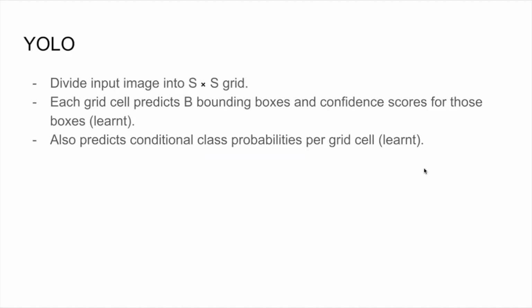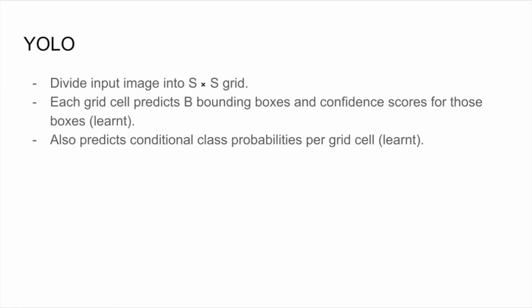So the algorithm goes like this. It divides the image into S cross S grids. First the image will be divided into a grid-based system, and S is a hyperparameter. You can set it to anything. And each grid cell predicts B bounding boxes and confidence scores for those boxes. So once it is learned, it will find boxes for that grid, not the entire image, right? And it also predicts conditional class probabilities per grid cell.